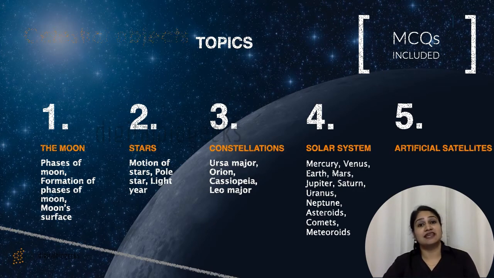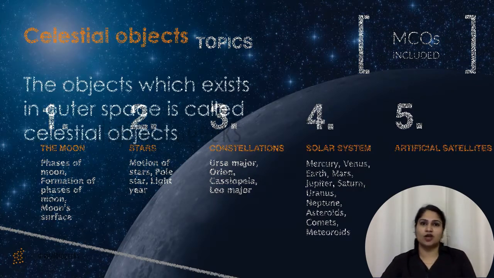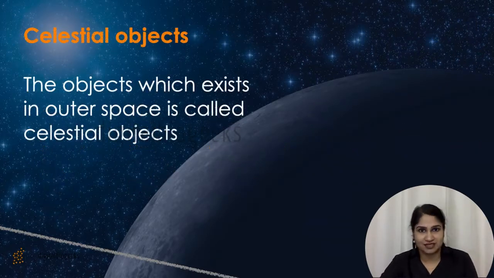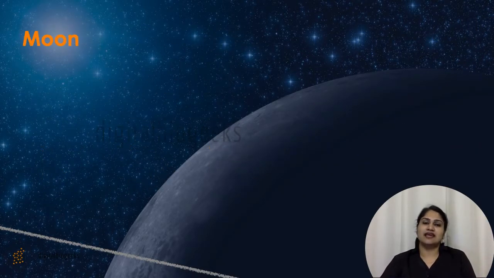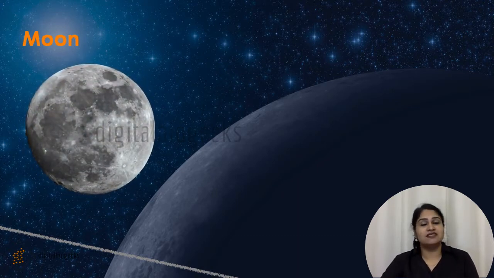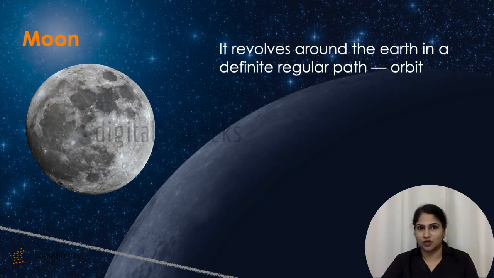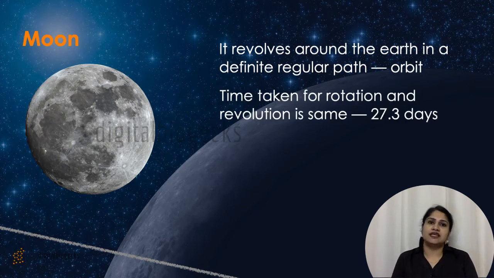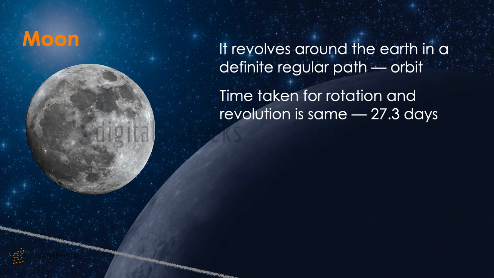Let's begin with celestial objects. Celestial objects are the outer space objects. The natural satellite of Earth is the moon. The moon revolves around the earth in a definite path known as the orbit. At the same time, it also spins on its own axis. This is known as rotation. Moon takes 27.3 days to complete one rotation on its own axis. This same time, that is 27.3 days, it takes to complete one revolution around the earth.